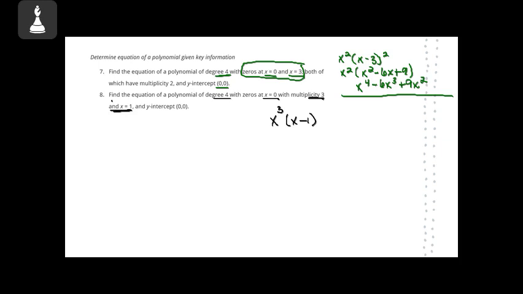And then distribute these out. So x to the 4th minus x to the 3rd. I am done because I know it's a degree 4.